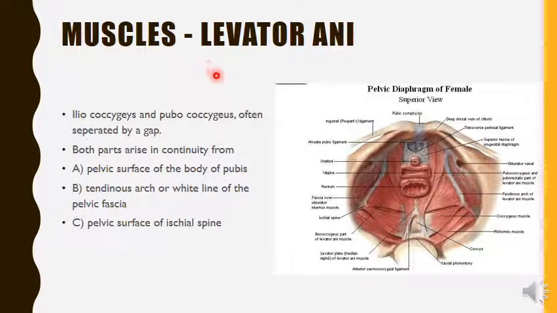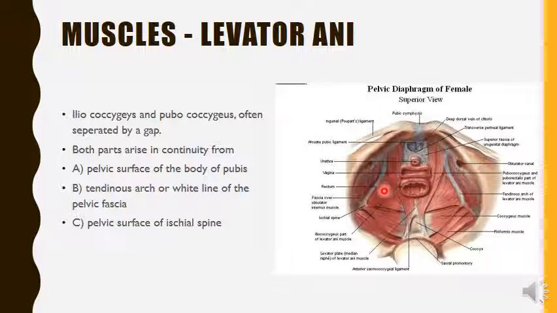This levator ani muscle consists of two parts, iliococcygeus and pubococcygeus. Ischiococcygeus forms the part of coccygeus; coccygeus or ischiococcygeus is one and the same. The levator ani is a broad muscular sheet of variable thickness. This one is the levator ani muscle. This is the pubococcygeus part, this is the iliococcygeus part, and this is the ischiococcygeus part. Ischiococcygeus is also called the coccygeus muscle.